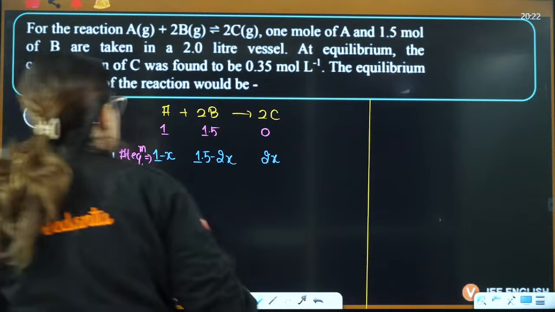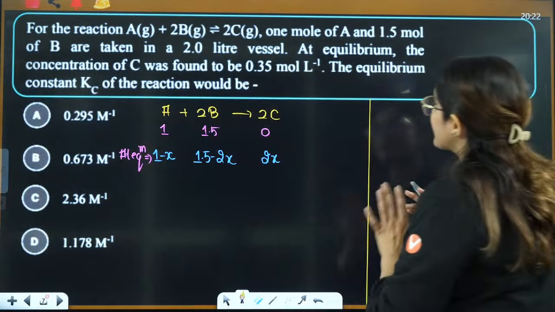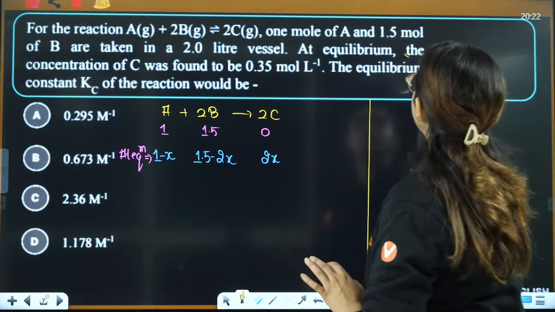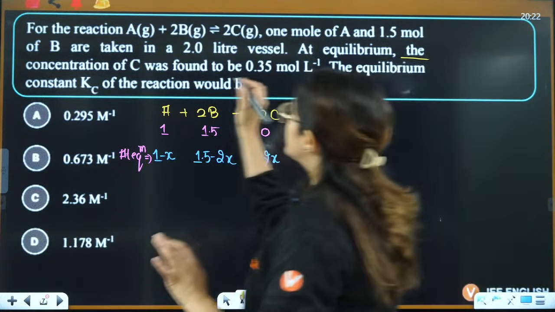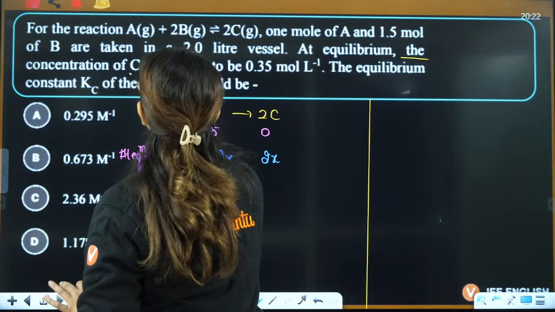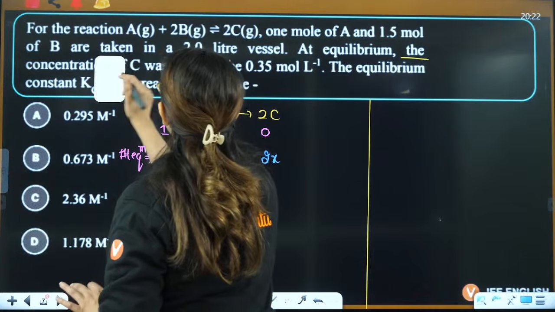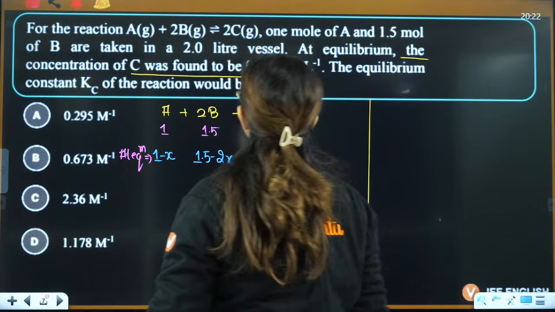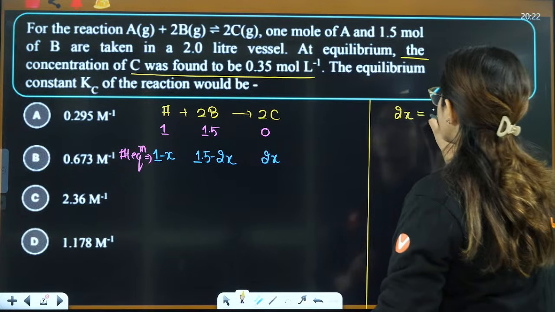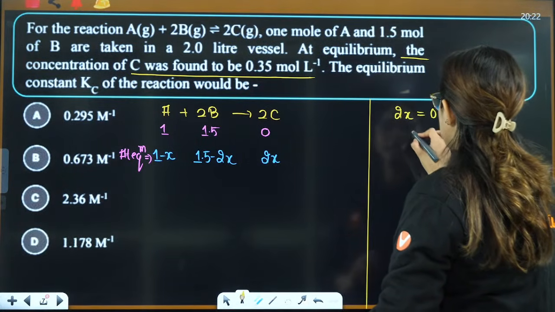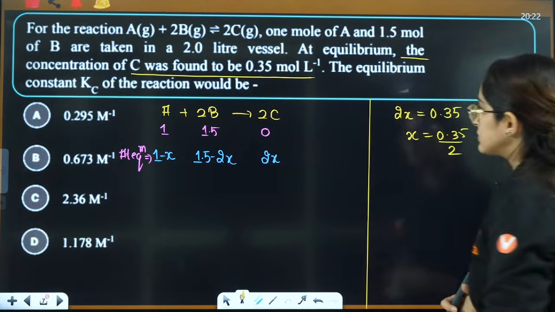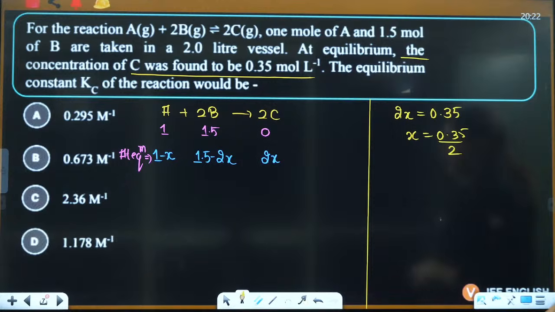Now, is there any hint to calculate x here? Let's see. At equilibrium, the concentration of C was found to be this. Now they are saying at equilibrium the concentration of C was found to be this. So the concentration of C is this. That means 2x is equal to 0.35. That means x is equal to 0.35 by 2.